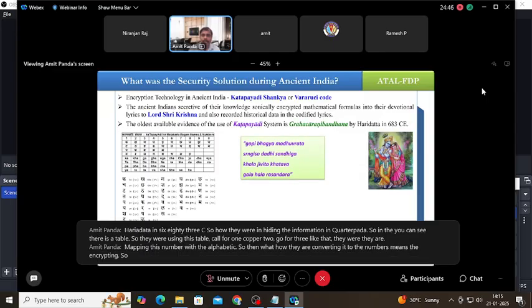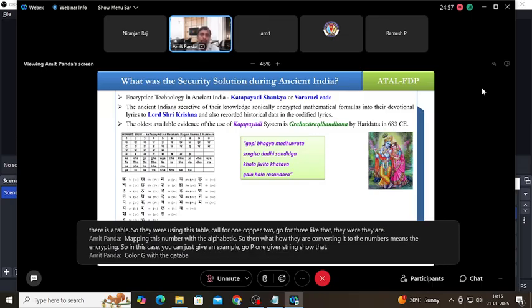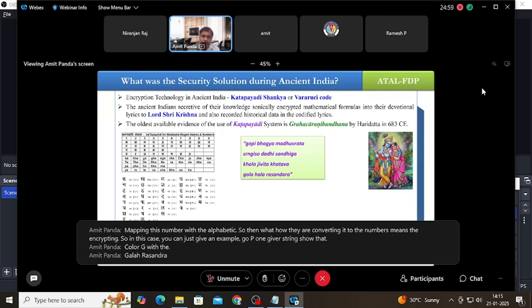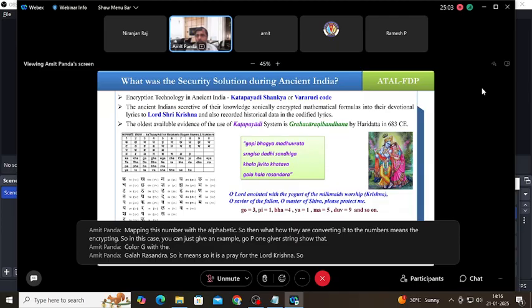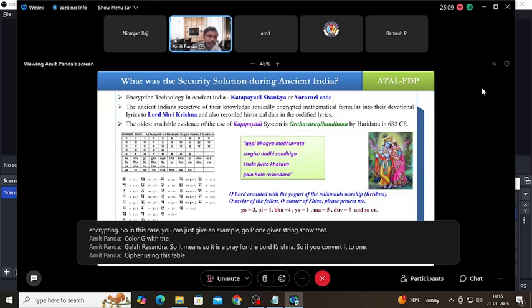In this case, let me give an example: Gopi Bhagya Madhuvrata, Shringashodadhi Sandhiga, Khalajivita Khatava, Galahala Rasandhara. It is a prayer to Lord Krishna. If you use this table to convert it to a cipher, then go is equal to 3.